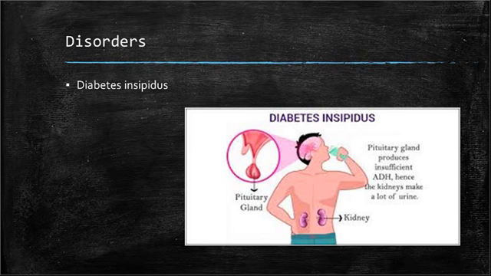A disorder to be aware of, and I think it's just one for this particular chapter. Hopefully I'm not lying to you again. Nope, it is just one. Diabetes insipidus. This is a disorder associated with the deficiency of antidiuretic hormone or the inability of the kidneys to respond to antidiuretic hormone. So some symptoms include polydipsia and polyuria. Again, that is diabetes insipidus.